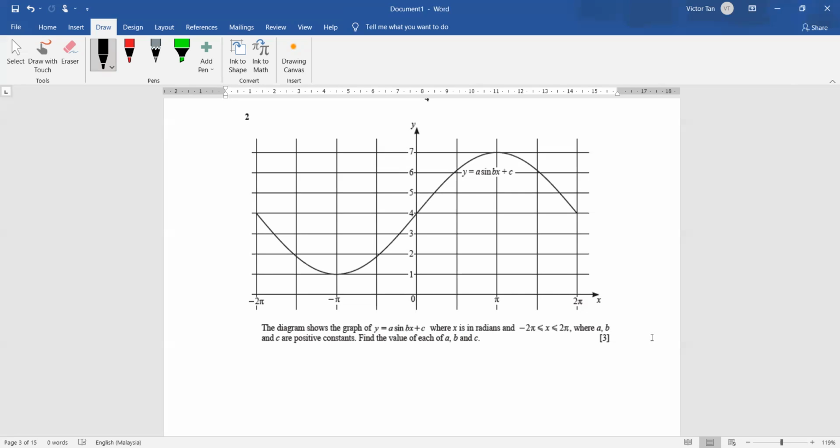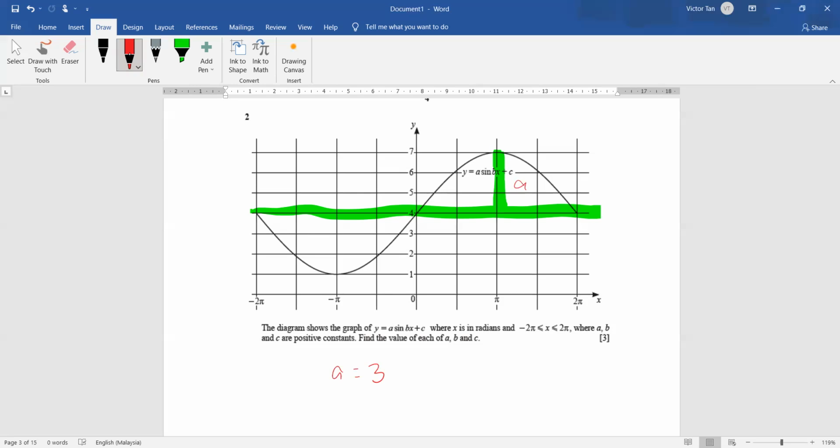Just for those who are interested in A levels, this will be under graph transformation. But now here, a would be the amplitude. So if you look at the graph, the center line is here. Amplitude is this. This is a. So a is 3.